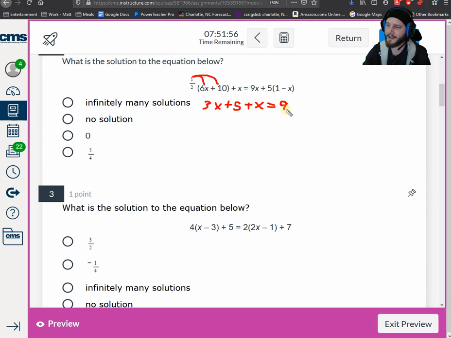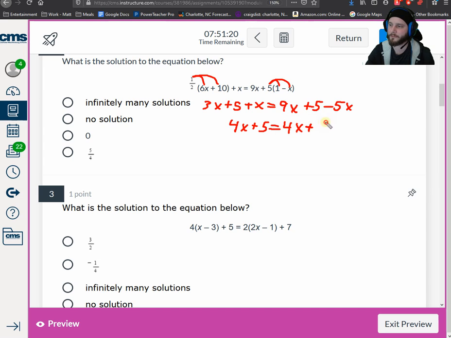Equals 9x, plus some distributive property going on: 5 times 1, and 5 times minus x. So 5 times negative x is negative 5x. Now let's combine stuff. We're going to combine my x's on the left side, so 3x plus 1x. We've got 4x plus 5 on the left, equals 9x plus 5 minus 5x, and positive 9x gives me 4x. We have plus 5 on this side.